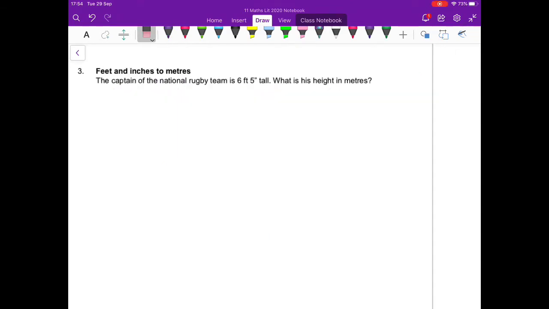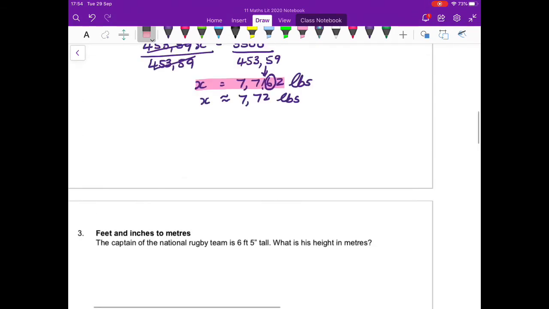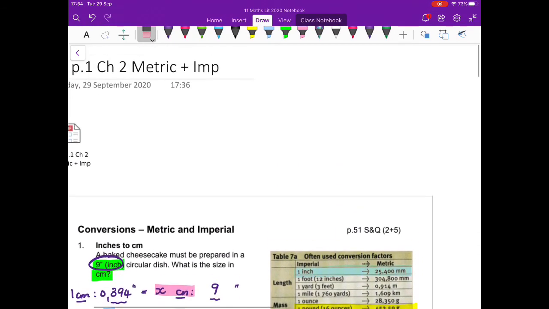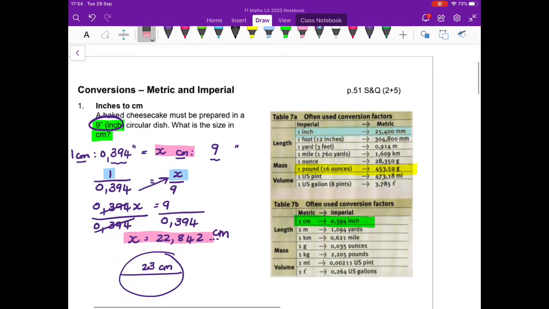Let's look at the next conversion, feet and inches to meters. So I would go back to my table, and now I'm looking feet and inches to meters. So I would look at this one. 1 foot is 304,800 millimeters.